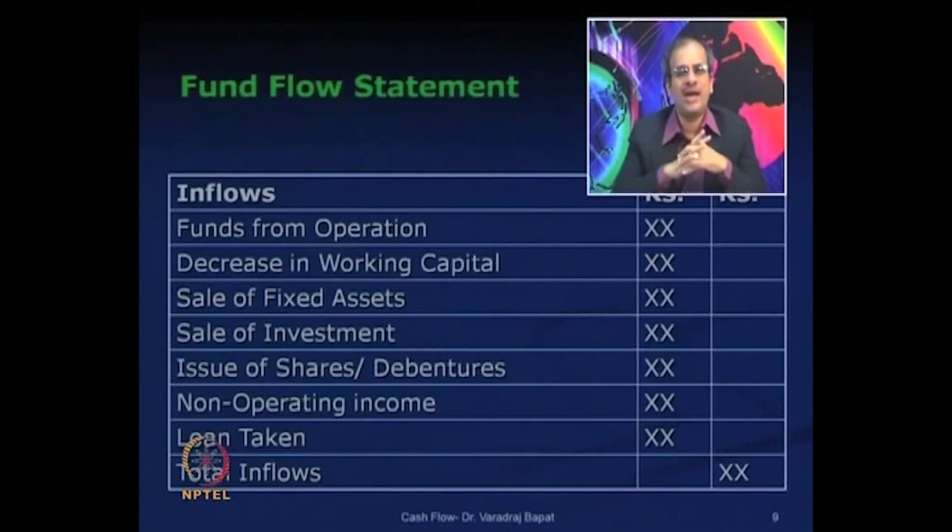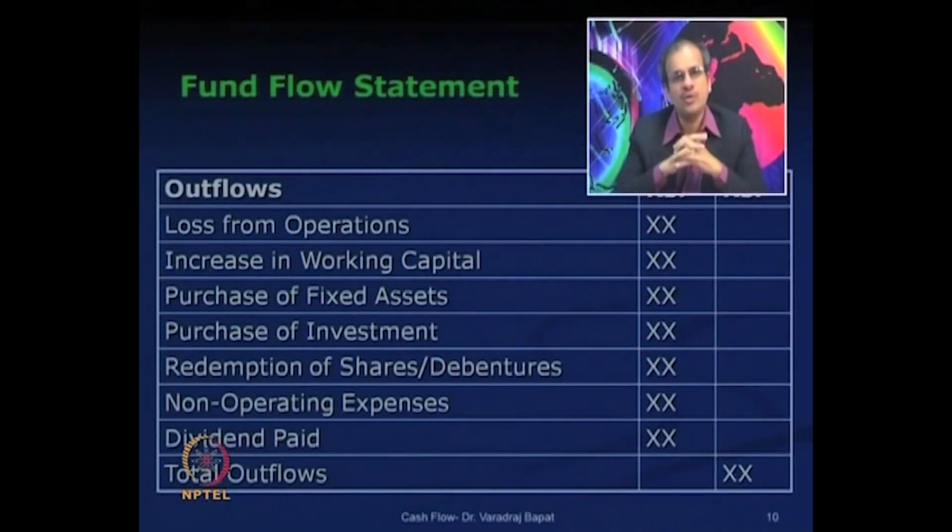You can take a look at the final fund flow statement. So, we start from fund from operations. Fund from operation is one of the important flows. Here we are first listing out all the inflows, then decrease in the working capital. So, if the working capital has gone down, that means the money is released. So, that is also an inflow. Then sale of fixed assets, sale of investment, these are the inflows. Issue of shares because money is received. If there is some non-operating income like say interest received, that will be an inflow. Loan received will be an inflow. So, this is an example of various inflows.